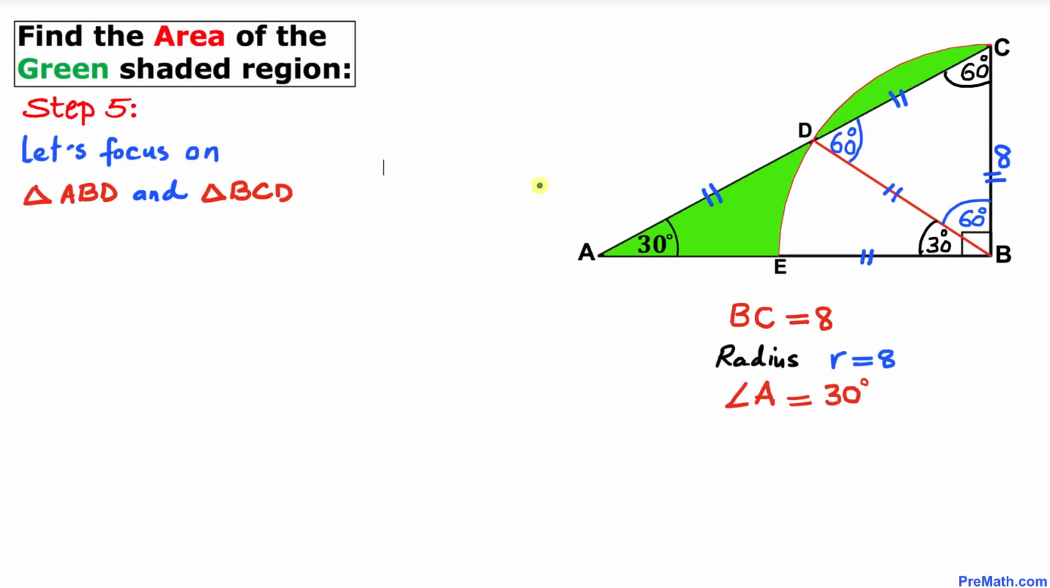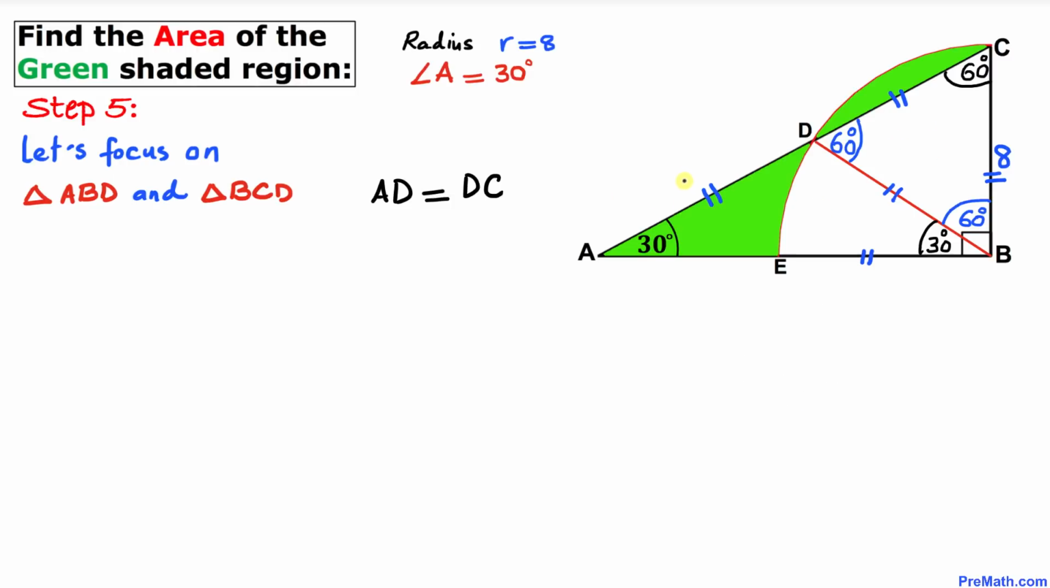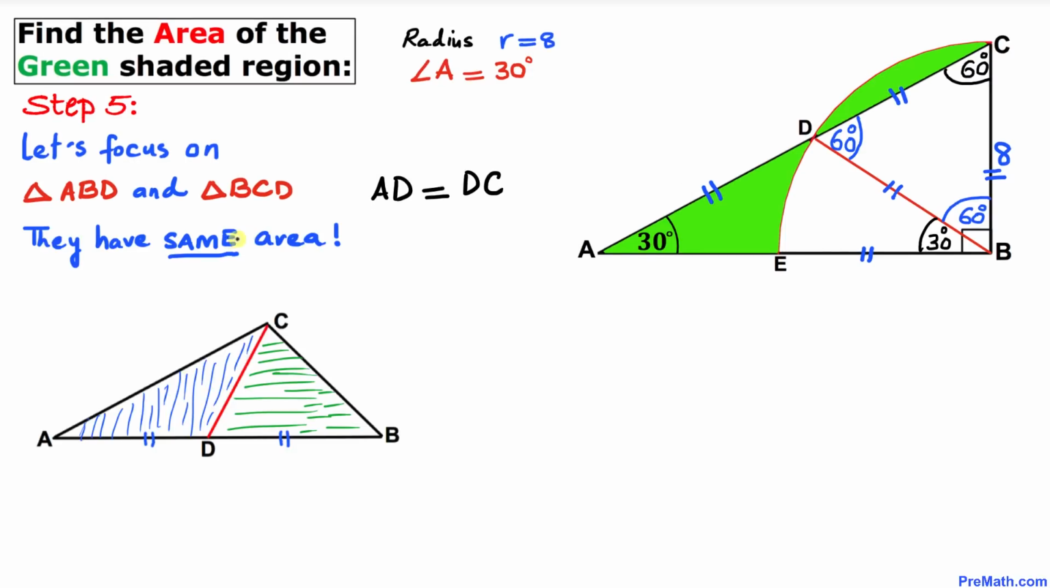And in this next step, let's focus on these two triangles. The first triangle is ABD, the other triangle is BCD. And we can see that side length AD equals side length DC. So we conclude that these two triangles, triangle ABD and triangle BCD, have the same area according to the fact that I explained during the quick review.